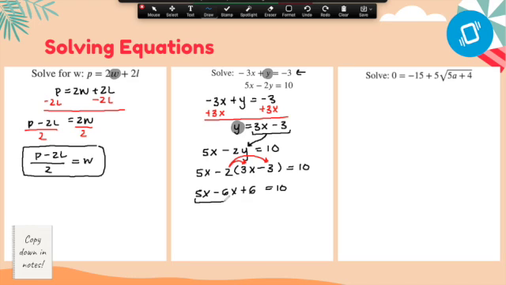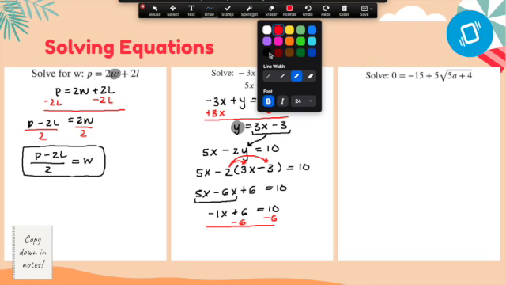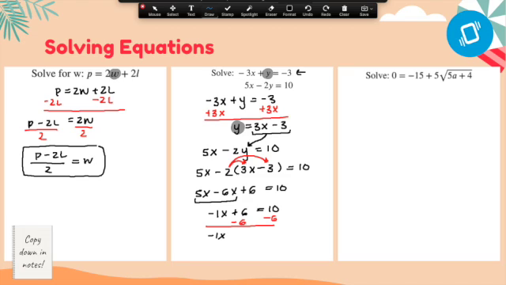Then I can combine the like terms, 5x minus 6x, which would be negative 1x, plus 6 equaling 10. And then after I do that, I'm just solving for x. So I can subtract 6 on both sides. That would give me negative 1x equaling 4. And then I need to divide by negative 1 on both sides.